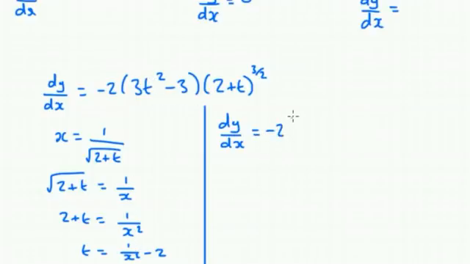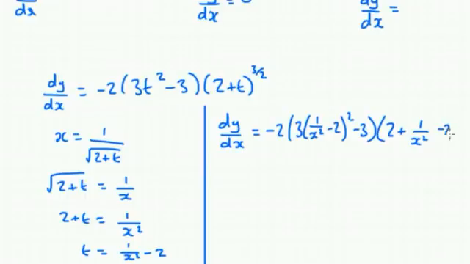So we've got minus 2, 3 lots of 1 over x squared take 2 squared take 3. And then we're going to have 2 plus 1 over x squared take 2 to the 3 over 2. Now this doesn't simplify very much, or I'm not going to bother simplifying it, but this simplifies loads. We're going to have minus 2, 3, 1 over x squared take 2. You could simplify that, but I'm not going to bother because we're just going to substitute a number in.